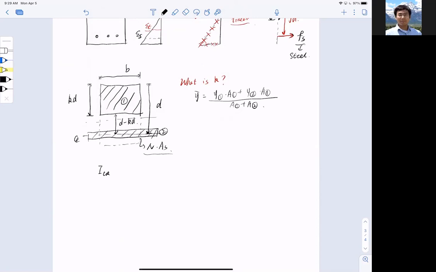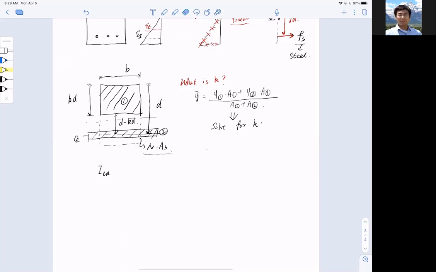Without going through the detailed process, when I do that, I can get an equation for K, and solve for K. I can find K in terms of an equation, and this I need you guys to remember.